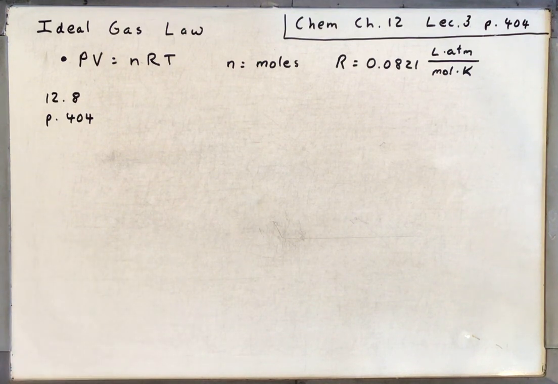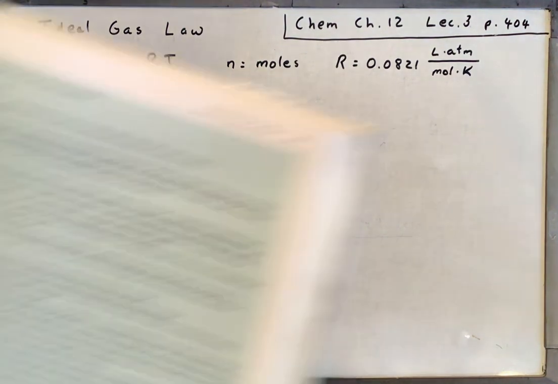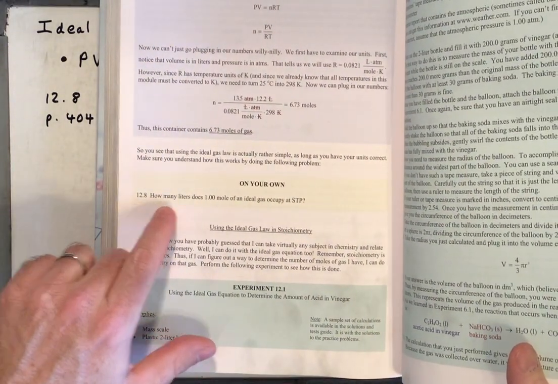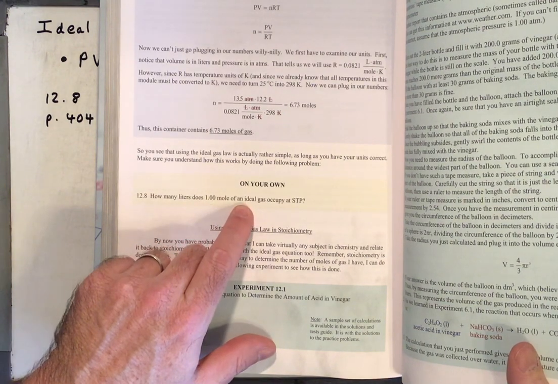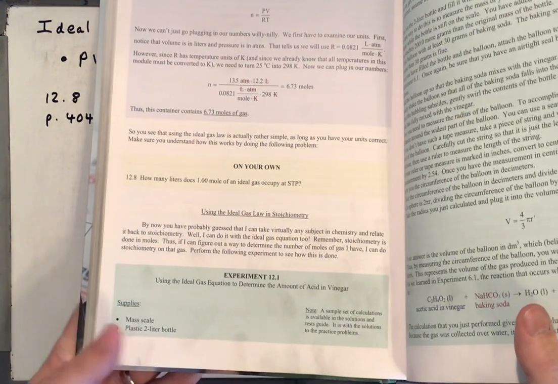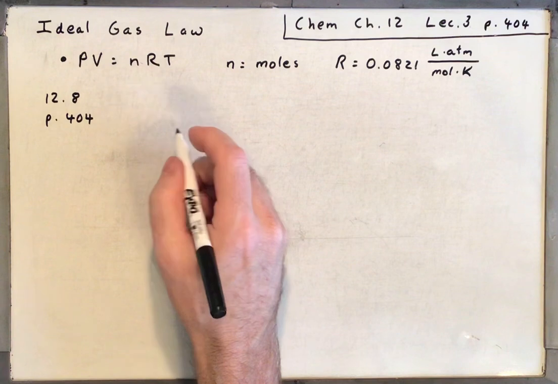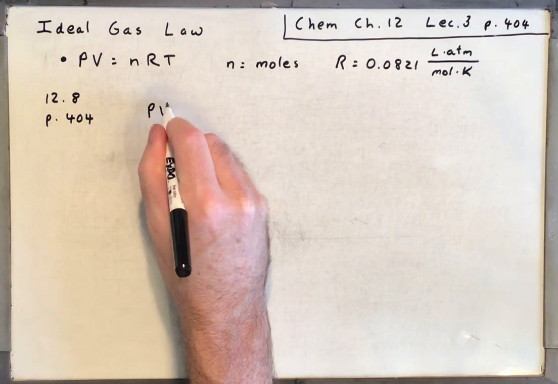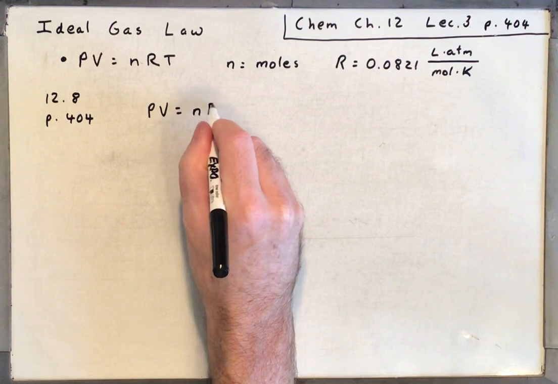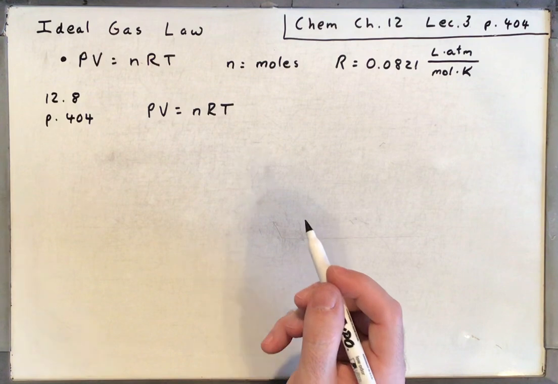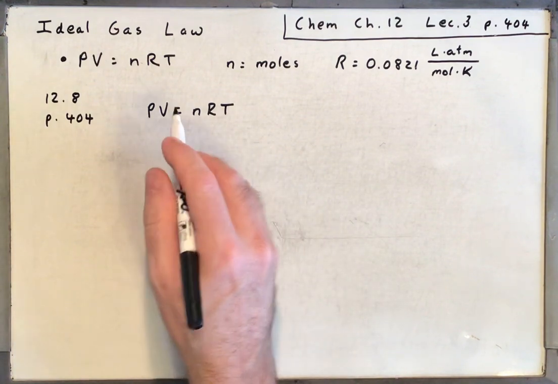So let's look on page 404 at on your own problem number 8. So it says, how many liters does 1 mole of an ideal gas occupy at STP? All right, so you know this is an ideal gas law problem because there isn't a before and after situation like there is with the combined gas law. It just wants to know how many liters.